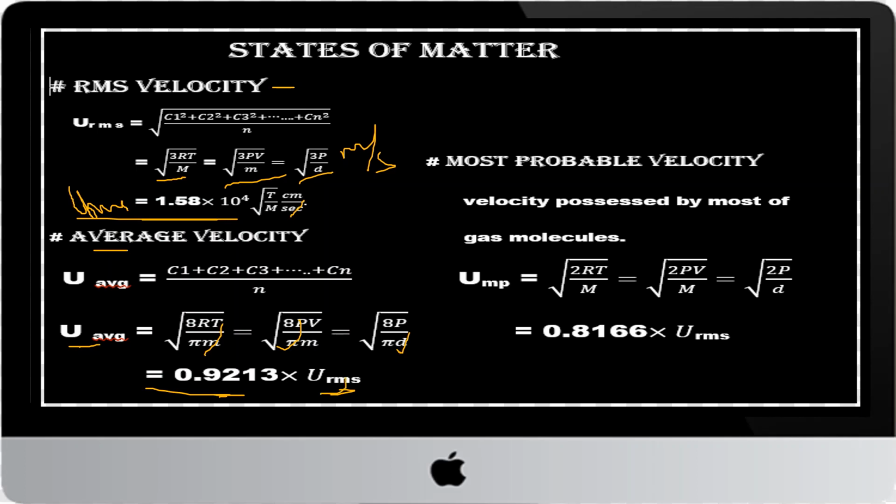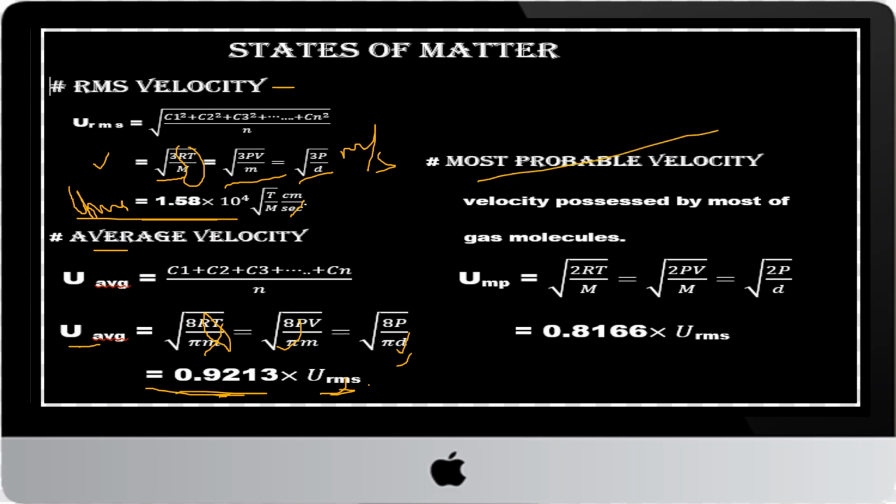This is used when you are asked to find the average velocity by giving the RMS velocity. If you do not remember this, you should derive it: substitute the RT by m relation, then substitute 8 by π into the RT by m relation and solve, and you will get the average velocity. But it becomes a lengthy process. If you remember just this, you can find it easily.